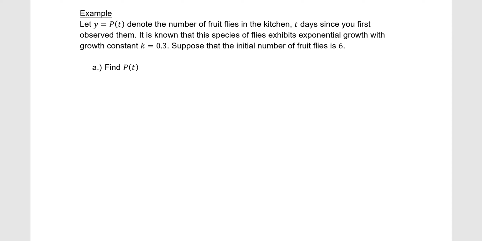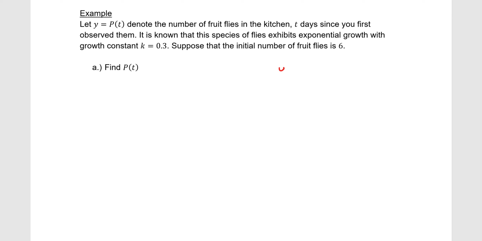Next example, let's let y equal p of t denote the number of fruit flies in the kitchen, t days since you first started observing them, and it's known that the species of flies exhibit exponential growth with k equals 0.3. And let's suppose that the initial number of fruit flies is 6. We want to come up with an equation for p of t here.